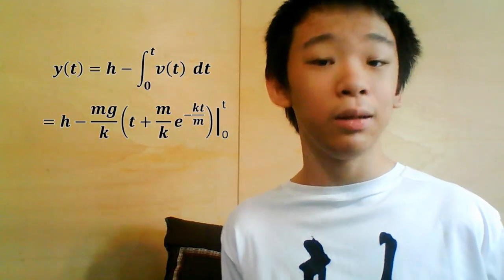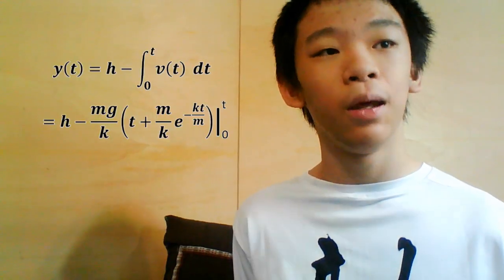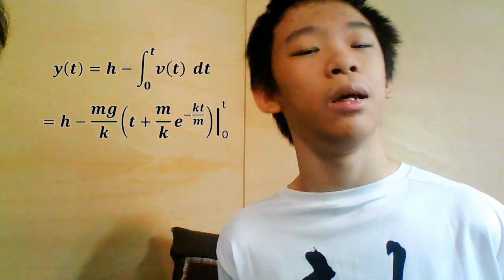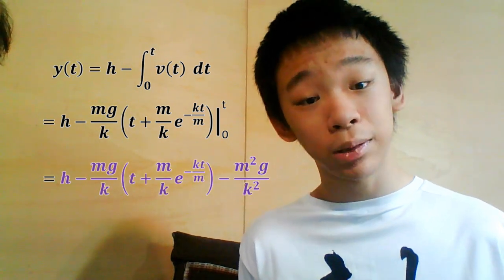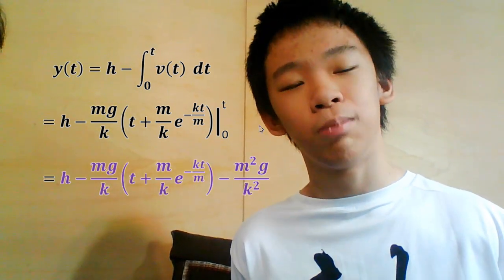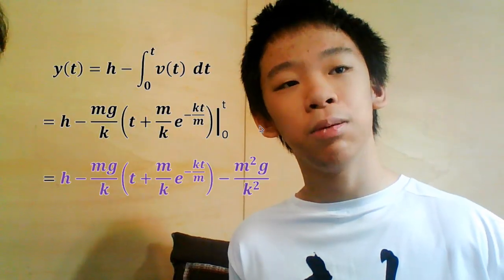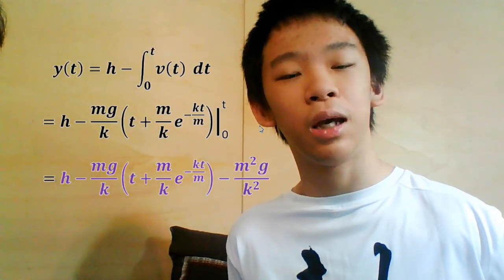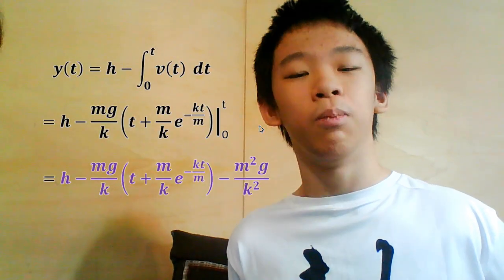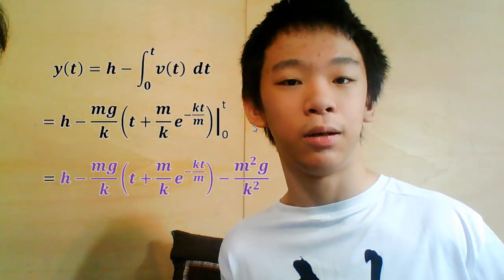So integrating mg over k times 1 minus e to the negative k over m t, we get mg over k times t plus m over k times e to the negative k over m t. And so by evaluating from 0 to t, we get that our y position as a function of time is h minus mg over k times t plus m over k times e to the negative kt over m power plus m squared g over k squared.